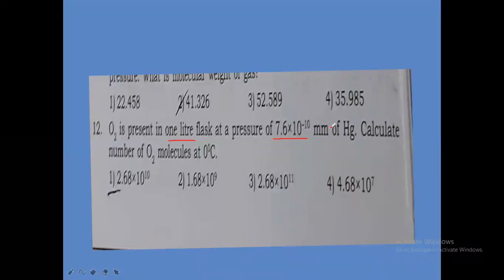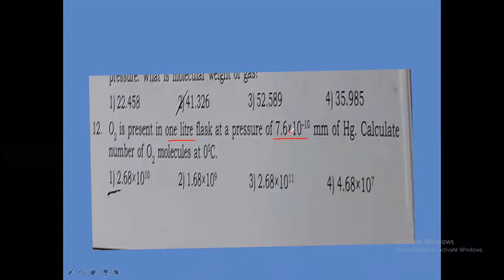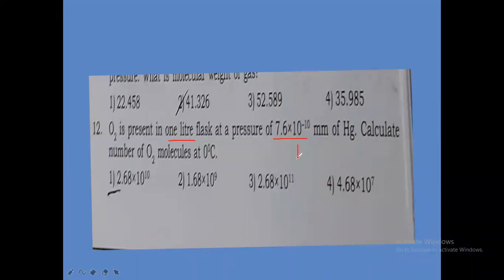So this we have to convert into ATM. How to convert millimeter into ATM? Generally 760 mm is equal to 1 ATM, we know. So pressure should be converted into ATMs here. Volume is given as 1 liter. Pressure is given in mm, so we have to convert the millimeter into ATM by dividing by 760.